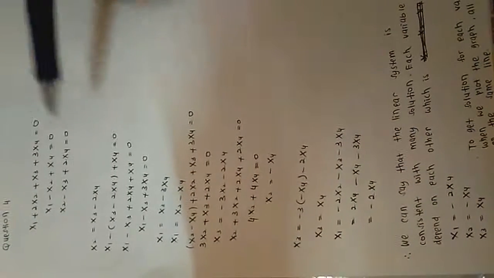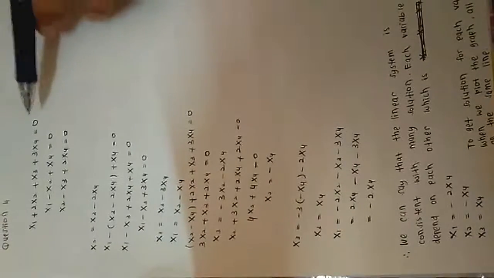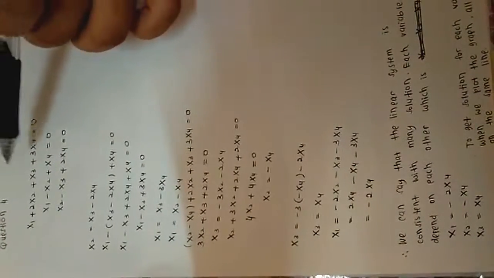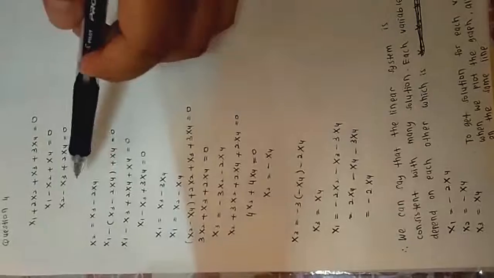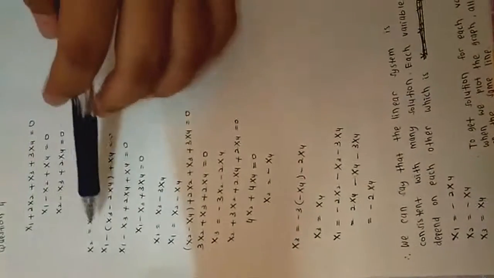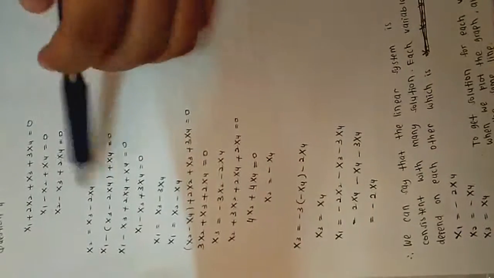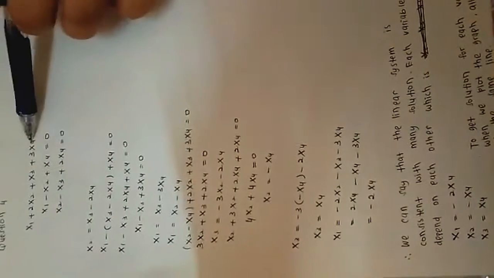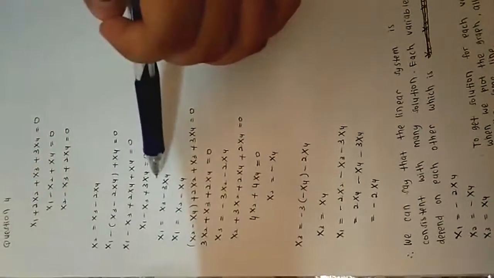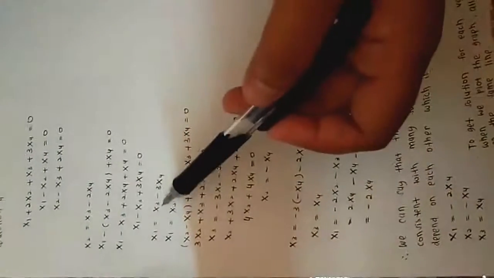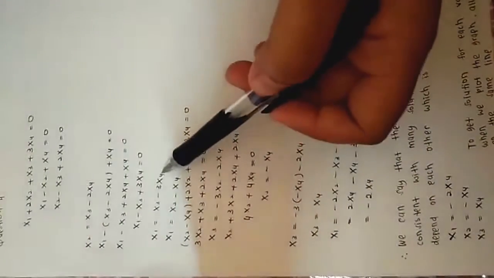Question number 4, there are 3 given equations. When I try to write it as a simultaneous equation, I write it as x2 equal to x3 minus 2x4, and then I substitute this in this equation. I will get this thing. I will get 3x3 minus 3x4.